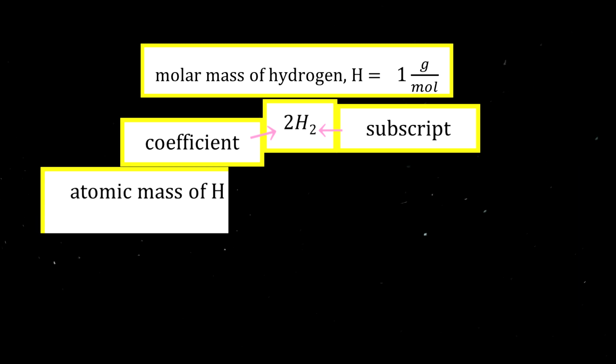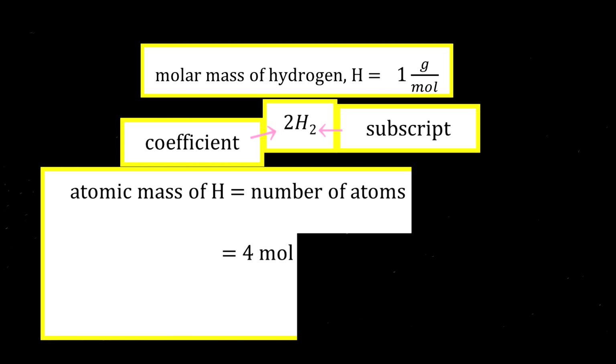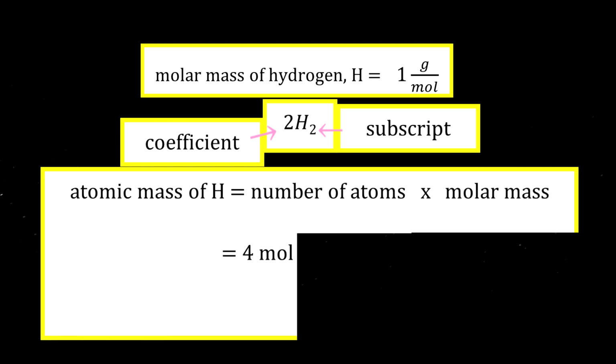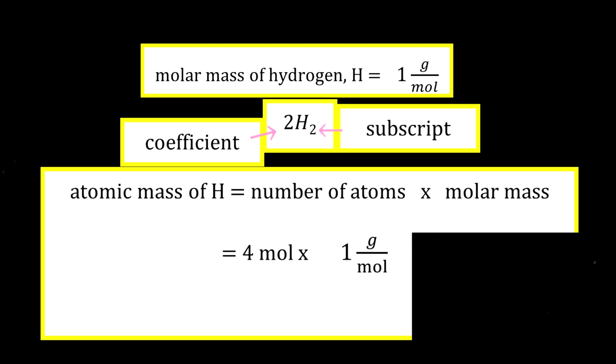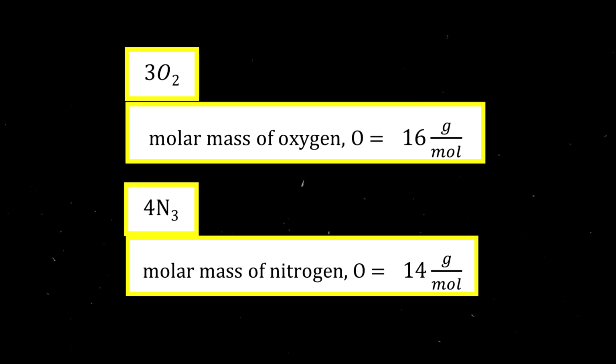To get the atomic mass of the hydrogen, we simply multiply the number of atoms or the number of mole, which is 4 mole of hydrogen, and then multiply that by the molar mass of the hydrogen, which is 1 gram per mole. So that is 4 mole times 1 gram per mole. So we get 4 grams. For the next two numbers, you will be the one to calculate for the atomic mass of the given substances, given the molar mass and the chemical formula.